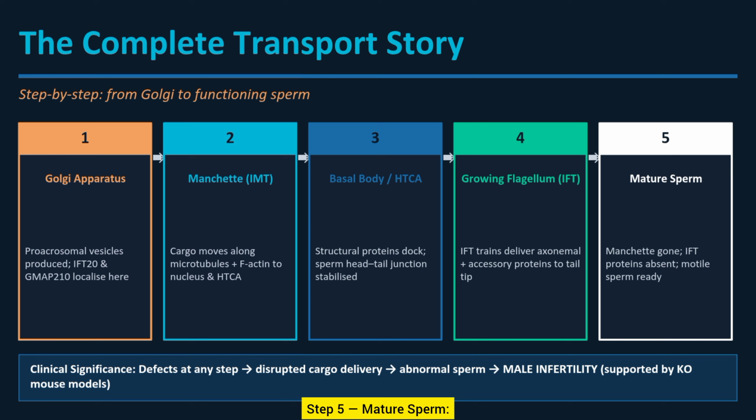Step 5. Mature sperm. The manchette is gone. IFT proteins are no longer present. What remains is a fully formed, motile sperm, ready for fertilization.